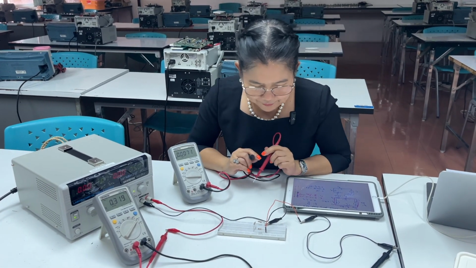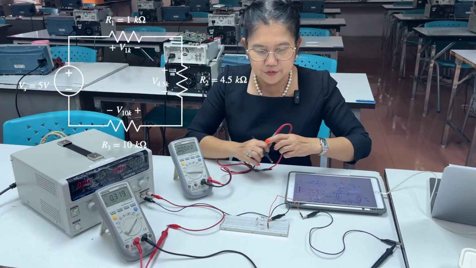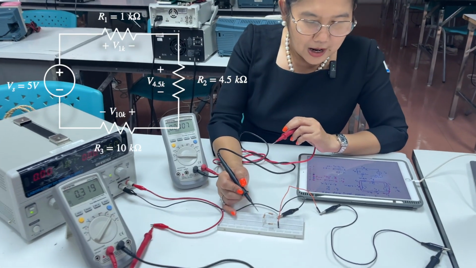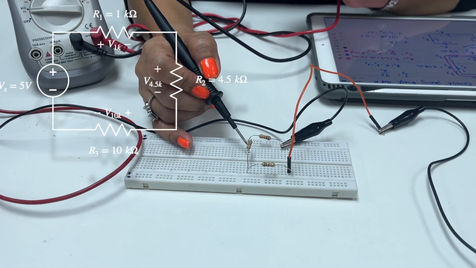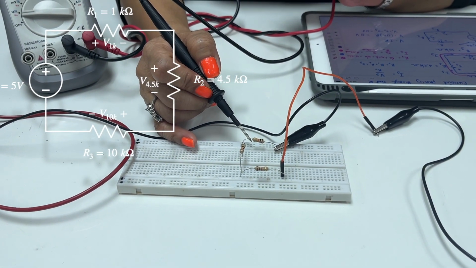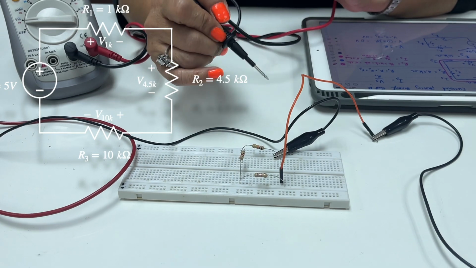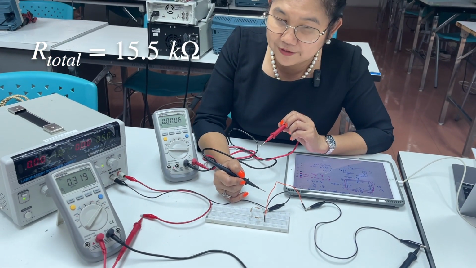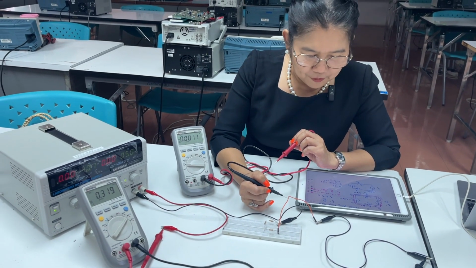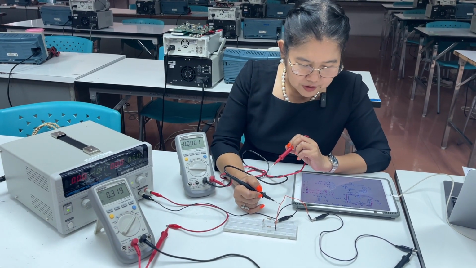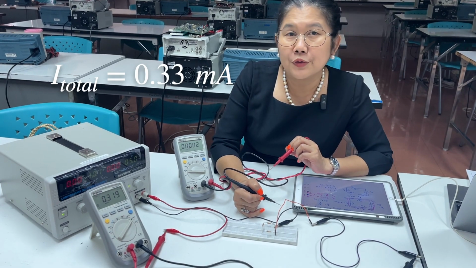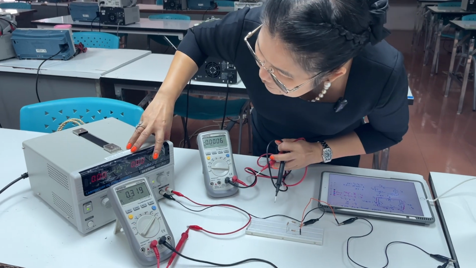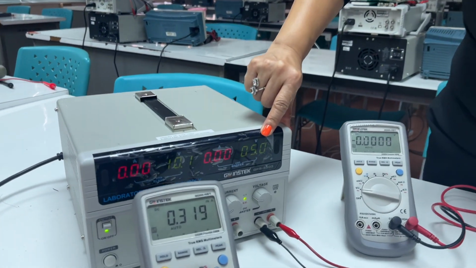In our example, R1 is equal to 1K, R2 is equal to 4.5K, and R3 is equal to 10K. And we have calculated in a previous clip that our total is equal to 15.5 kilohms. I showed you before that when we use Ohm's law, our current is equal to 0.33 milliamps. That's why we have turned on our 5 volts already.